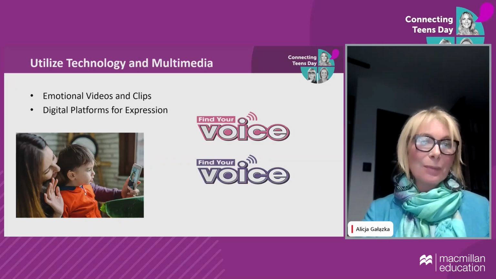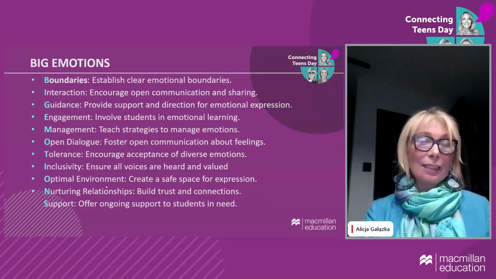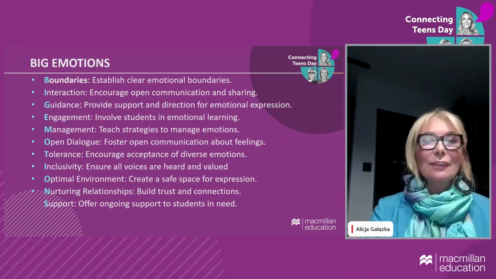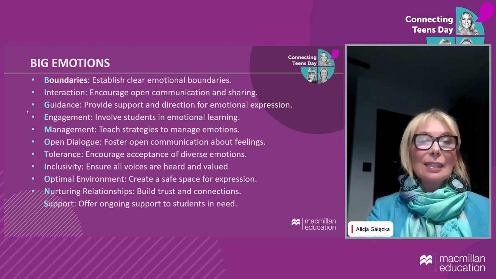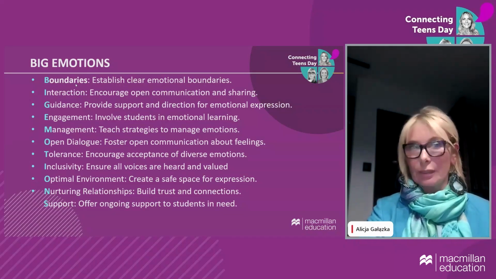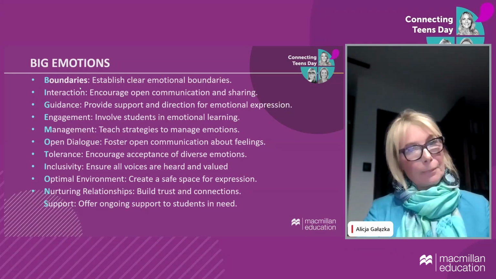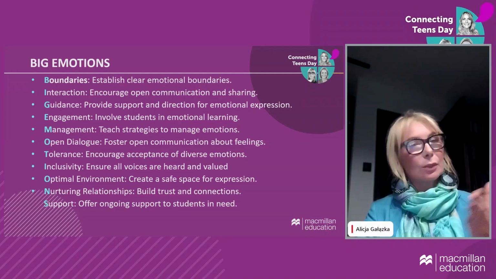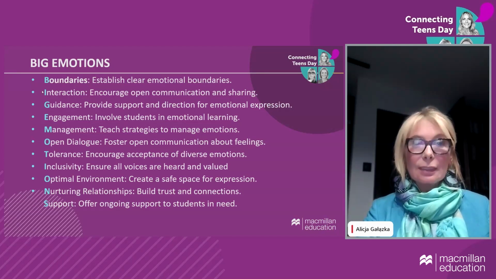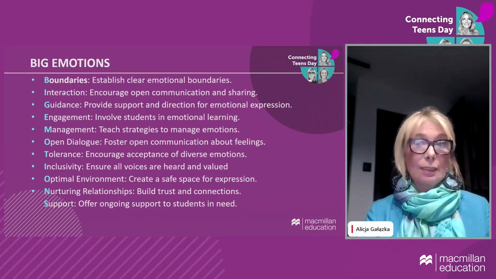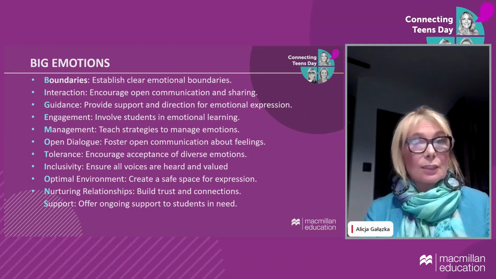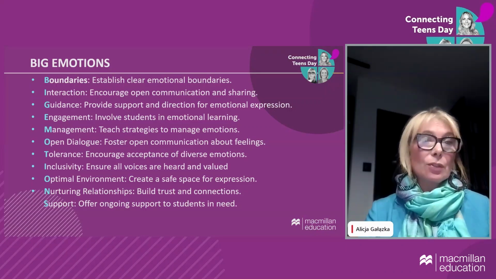So just summing up, I created an acronym for the big emotions. I think the first element is just establish clear emotional boundaries, to know what is respected, what is accepted in the classroom, what is not. Interaction, next element. So open communication and sharing, very important. If you communicate openly, students feel trust and they also interact.